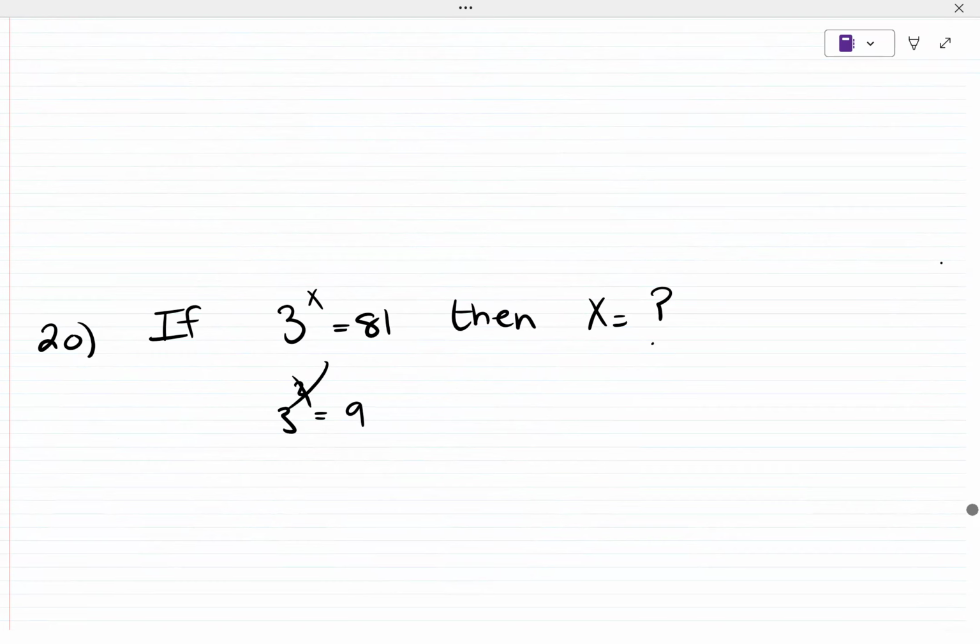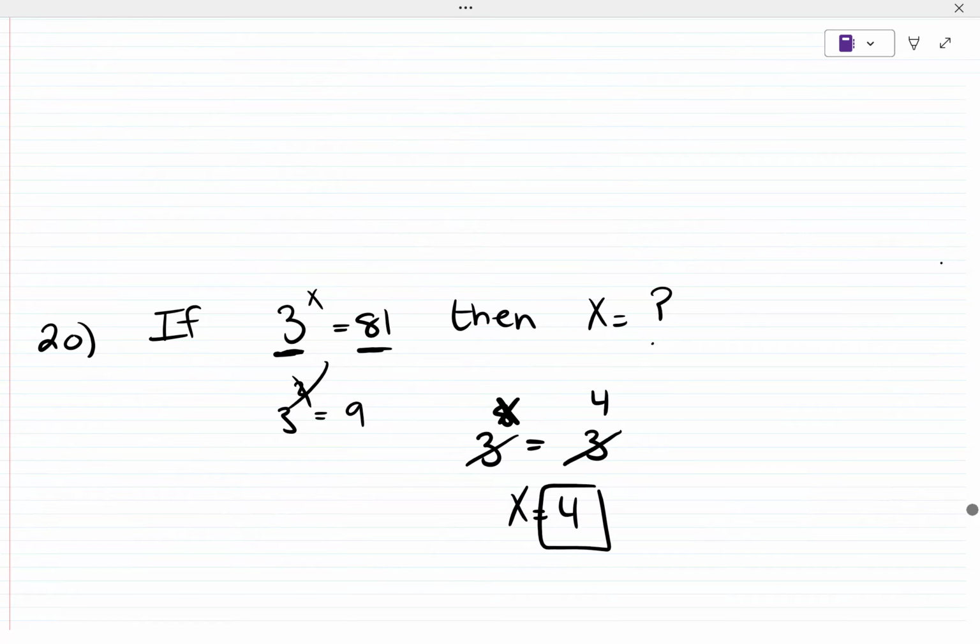The other way is you can put everything in a common base. So this is a base of 3. This is a base of 81. What if I decide to put everything in a base of 3? This is a base of 3, so we're good. Over here, how can I rewrite 81 as the base of 3? So 3 to the what power gives you 81? That'd be 3 to the 4th. And when you have a common base, you could ignore the base, and then you're left with 4. Right?